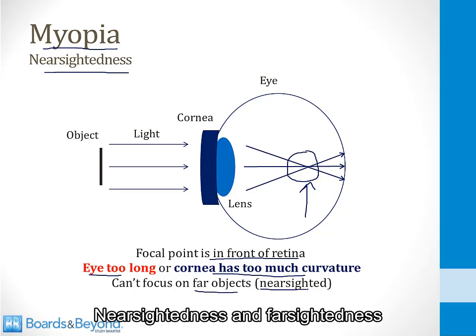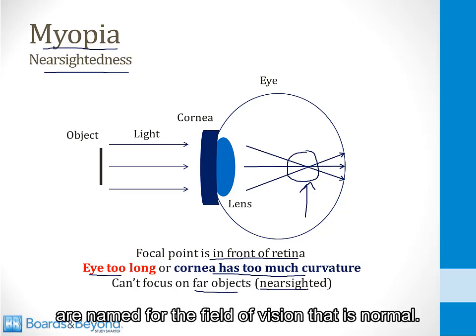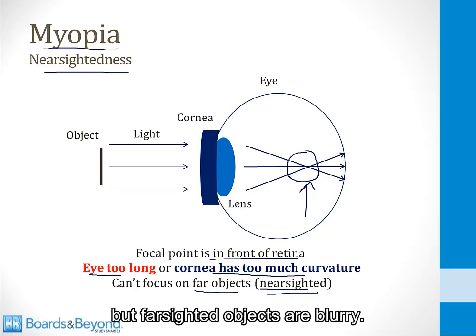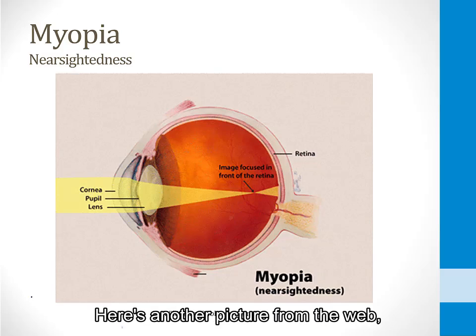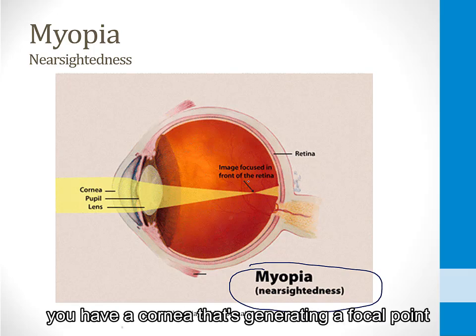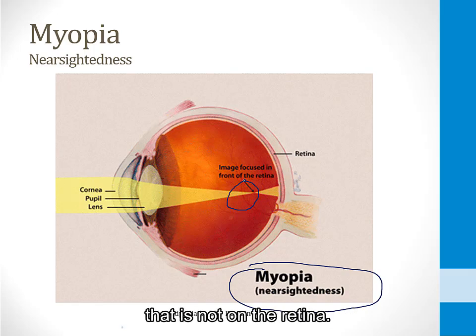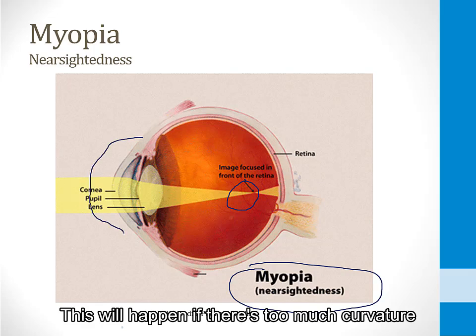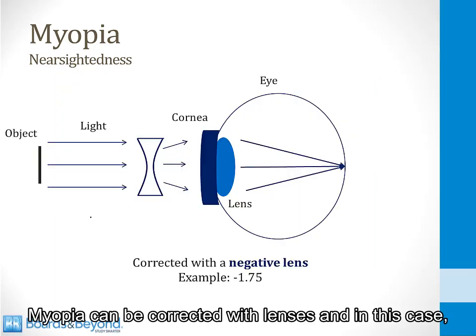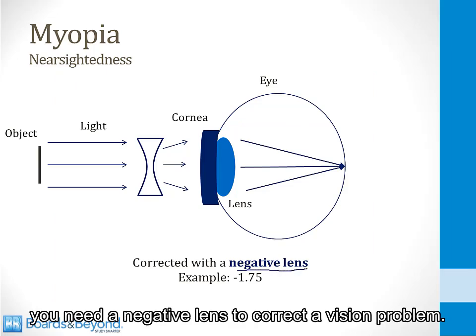Nearsightedness and farsightedness are named for the field of vision that is normal, so in these patients near objects are okay, but far objects are blurry. Here's another picture from the web just to make this more clear. In myopia or nearsightedness, you have a cornea that's generating a focal point that is not on the retina. This will happen if there's too much curvature to the cornea or if the eye is too big. Myopia can be corrected with lenses, and in this case you need a negative lens to correct the vision problem.